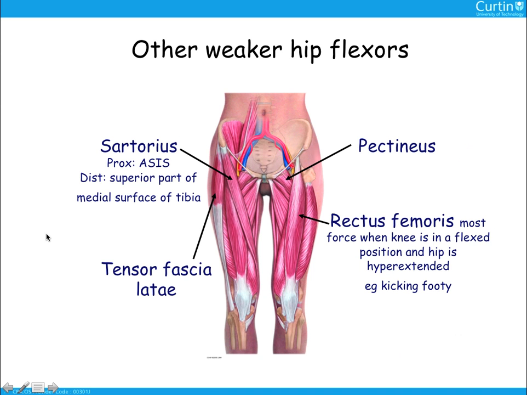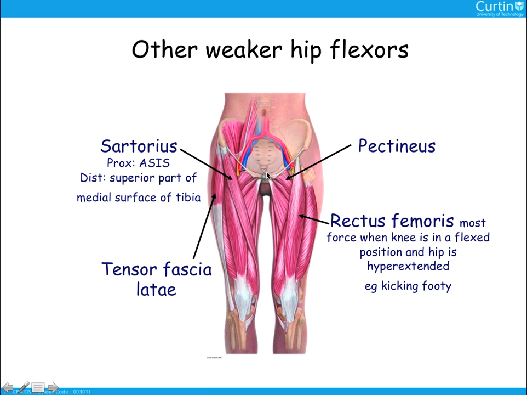Cool. Other weaker hip flexors. Sartorius. We've talked about sartorius before because it forms the lateral border of the femoral triangle. Proximal attachment, ASIS. Distal attachment, superior part of the medial surface of the tibia at a region, and you will need to know this, called the pes anserinus. Tensor fasciae lata. External surface of the ilium, part of the ASIS, is the proximal attachment, and where it will insert distally is actually on Gerdy's tubercle. Now we talked about Gerdy's tubercle right at the start.